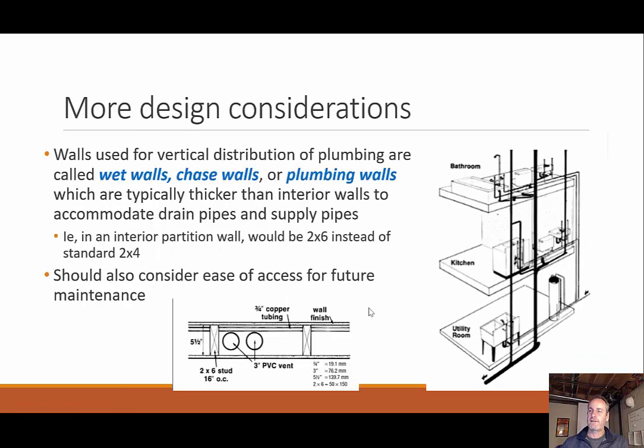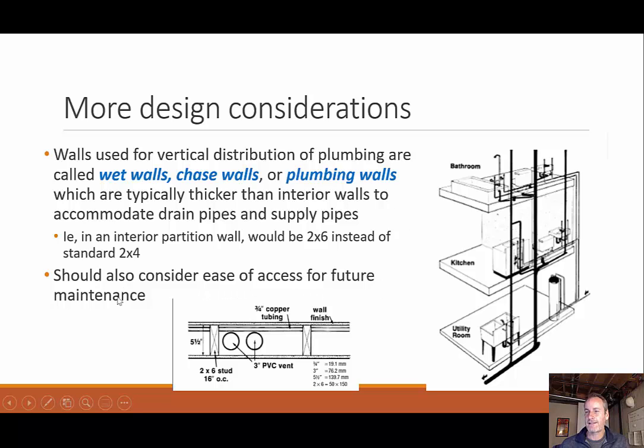So, more design considerations. Walls used for vertical distribution are called either wet walls, chase walls, or plumbing walls. Sometimes you'll see a wall that's suddenly thicker than the other walls in your house. Instead of 2x4 walls, they become 2x6s. That's to accommodate your plumbing, especially your vent, which we'll talk about a little more in waste lines. But any kind of plumbing, we need room for that inside those walls. Wet walls, chase walls, plumbing walls.